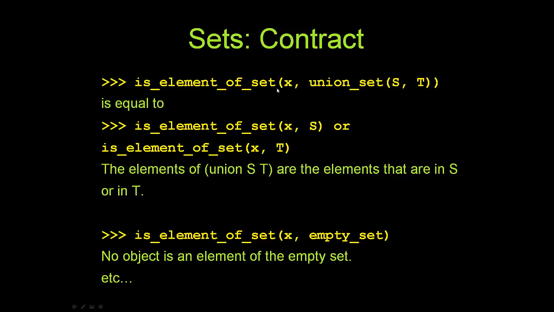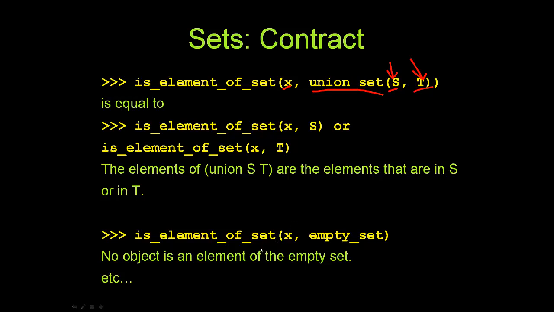Now, is-element-of-set X (union S T) is equal to is-element-of-set X S or is-element-of-set X T. So what does it mean? Basically, a union set is a new set consisting of all elements of S and T. So if X is an element of S or X is an element of T, then X must be an element of the union. That's all. This is a very simple thing that I'm just saying in more mathematical terms.